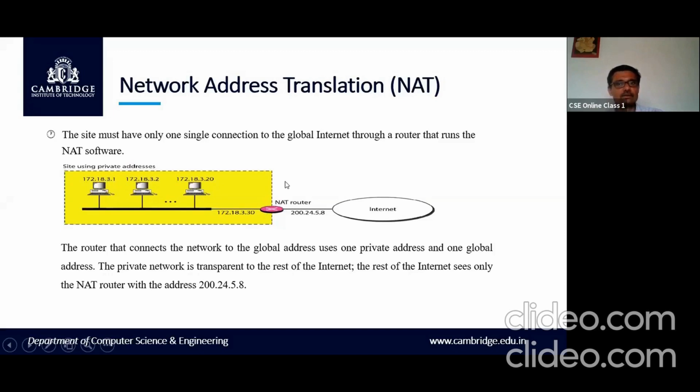A NAT router has NAT software. What is NAT? Network Address Translation. What this will do is, packets which are coming from the internet will have the destination address as this NAT router's address. Then in turn, the NAT router will send the packets to all these hosts, depending on the address which is present in the packet.